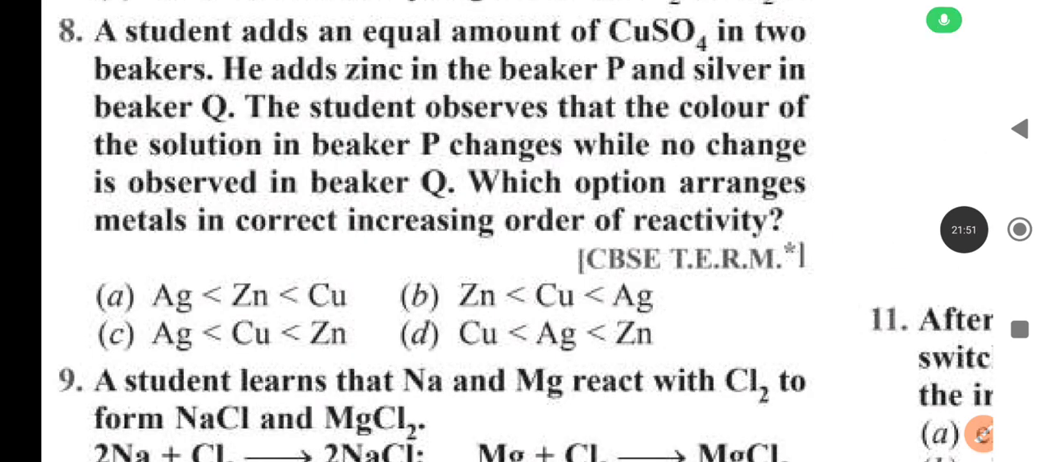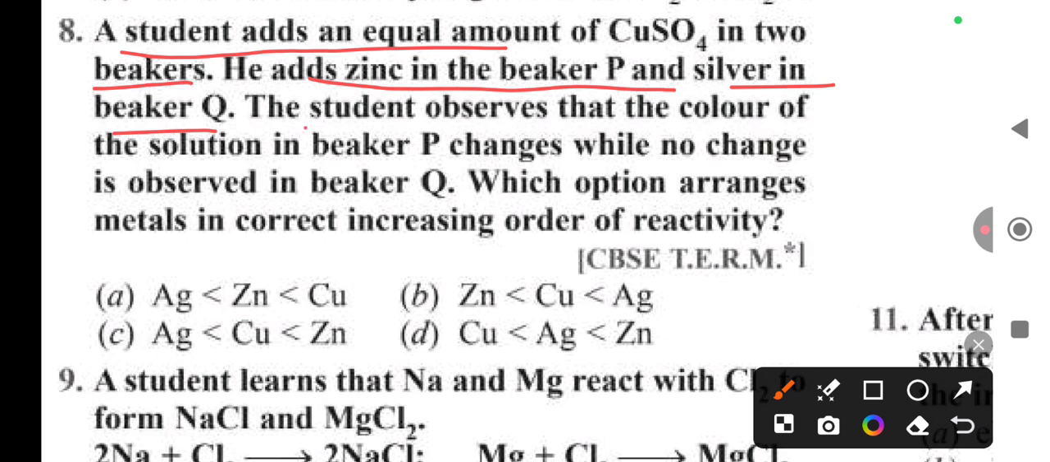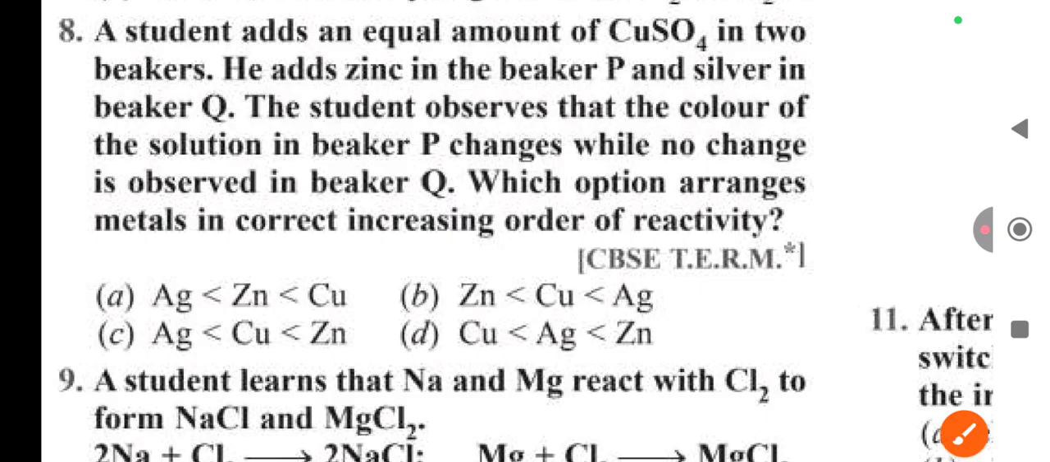So our next question, it is, a student adds an equal amount of copper sulfate in two beakers. He adds zinc in the beaker P and silver in the beaker Q. Student observed that color of the solution in beaker P changes while no change is observed in the beaker Q. Okay, so how can you explain this?